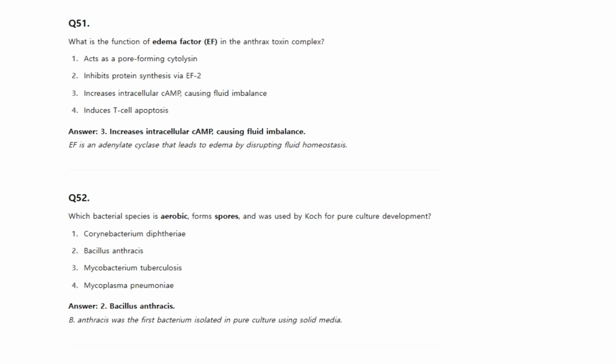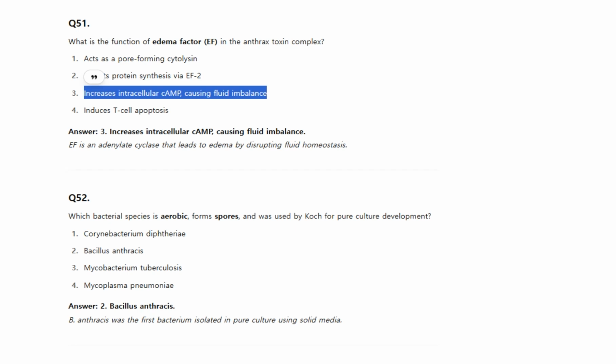Q51. What is the function of edema factor, EF, in the anthrax toxin complex? 1. Acts as a pore-forming cytolysin. 2. Inhibits protein synthesis via EF2. 3. Increases intracellular cAMP, causing fluid imbalance. 4. Induces T-cell apoptosis. Answer 3. Increases intracellular cAMP, causing fluid imbalance. EF is an adenylate cyclase that leads to edema by disrupting fluid homeostasis.